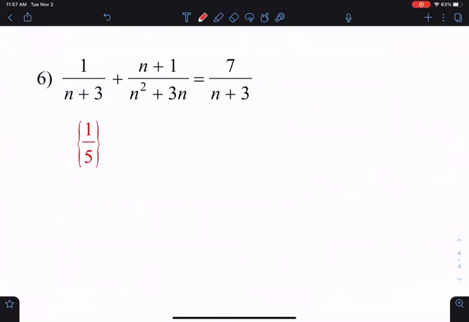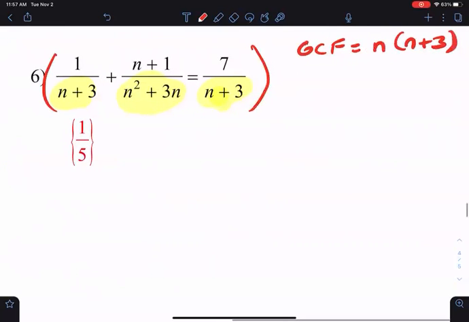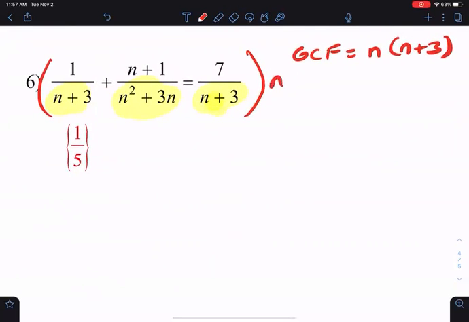Okay. So here I need to find a common denominator. I'm lucky because these two are the same already, but I need to find out what this one simplifies to, right? So I need to do the GCF. So the GCF is n plus 3. Okay, that's the GCF. So if I want to get exactly the same denominators for all of them, then I need to multiply here by n, and I need to multiply here by n, right? So the LCD is n times n plus 3. So I need to multiply everything by n times n plus 3.